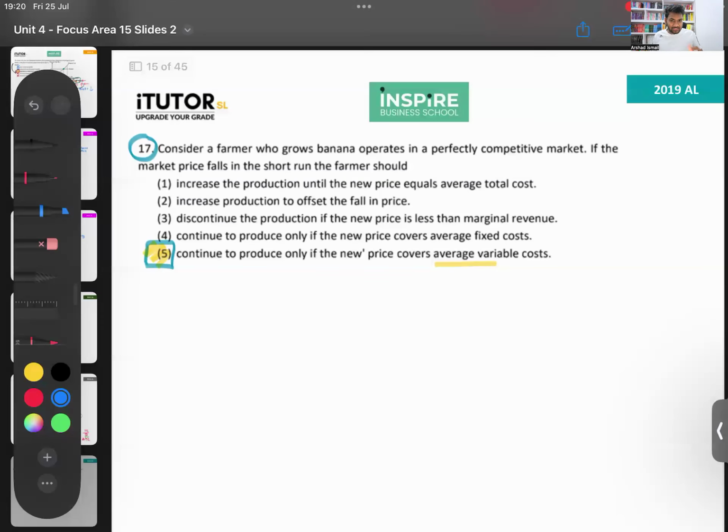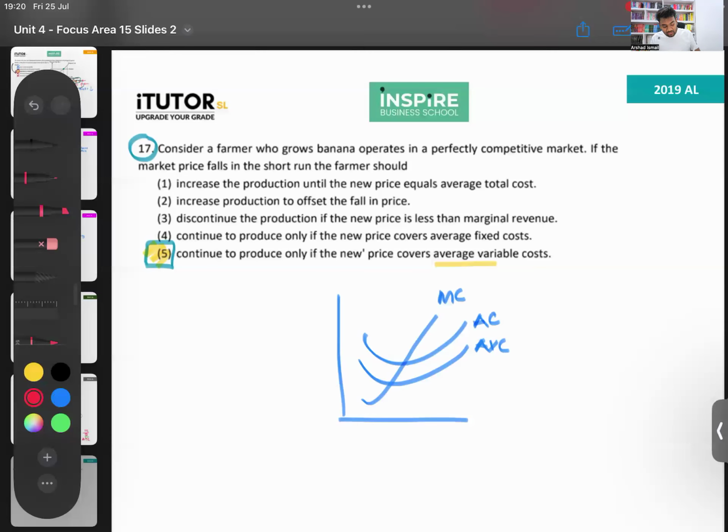Just summarize that again, guys. So here, this is the story, right? You have the average cost, average variable cost, and marginal cost. So let's say right now, this was the price. So the farmer is doing well, right? He is getting a supernormal profit.